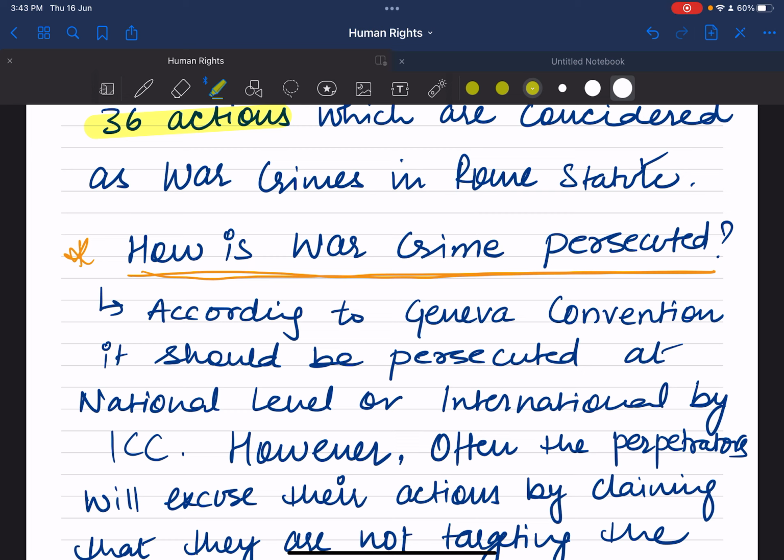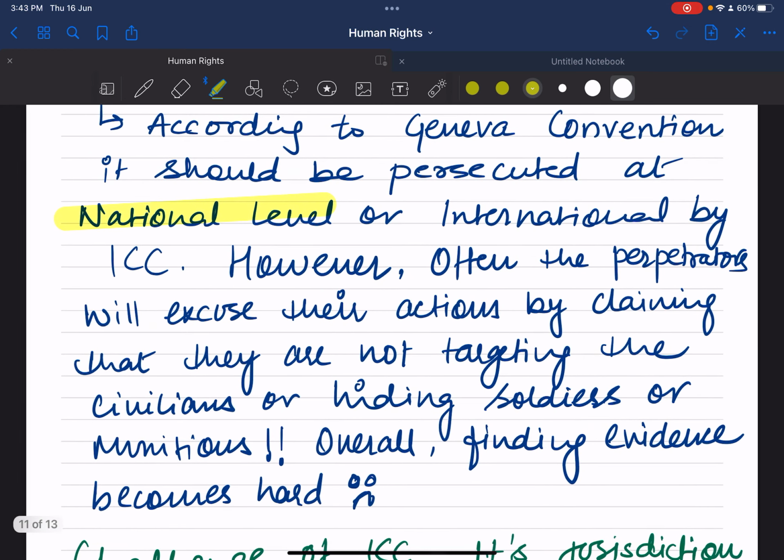Number one, it is not taken straight to the international level. First it is tried to be prosecuted at the national level. If the issue is not resolved, then it is taken to the international level. Where at the international level? The ICC, right? The ICC is the body that would be convicting those perpetrators.